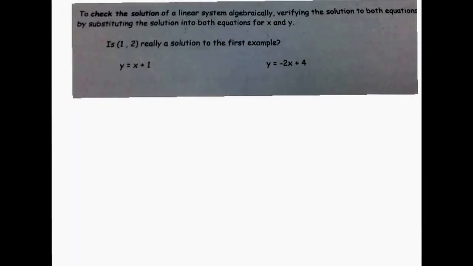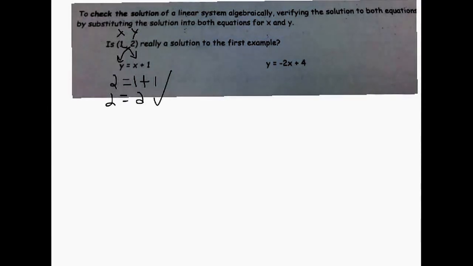To check the solution of a system of equations, to verify that it works in both of them, you just plug it in. This is your x value, this is your y value. This 1 is going to be put over here, the 2 is going to be put over there, and if it makes a true statement, it checks. If it makes a false statement, it does not check. So I'm going to put the 2 over here where y is, I'm going to put the 1 here where x is, and I'm going to keep everything else.